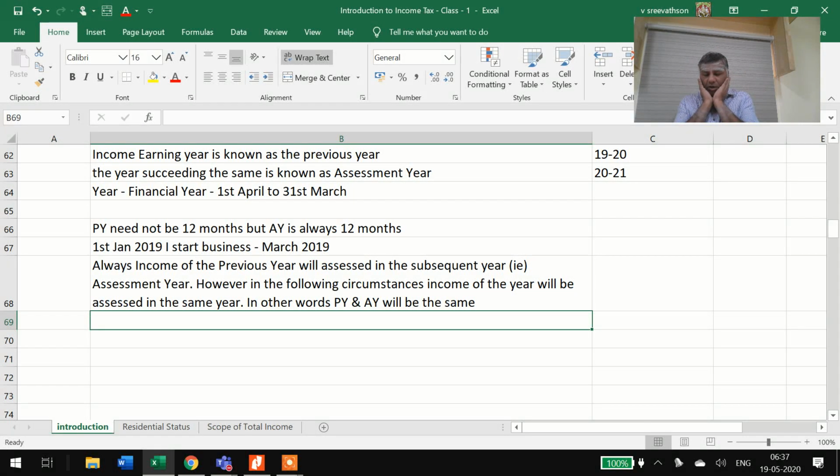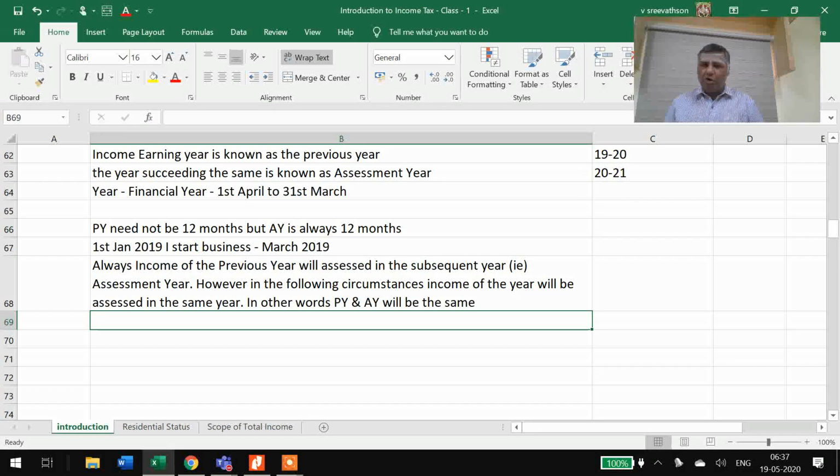However, in the following cases, in some cases, I will not wait for the year to get over. The assessing officer, that is the income tax officer, will not wait for the year to get over. He will then and there tax it.